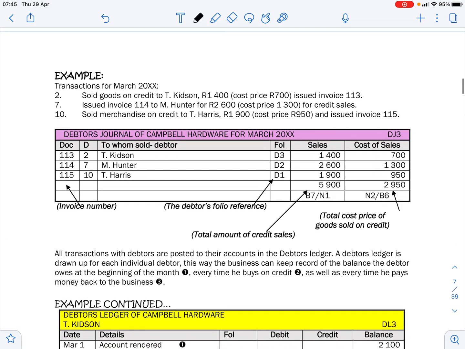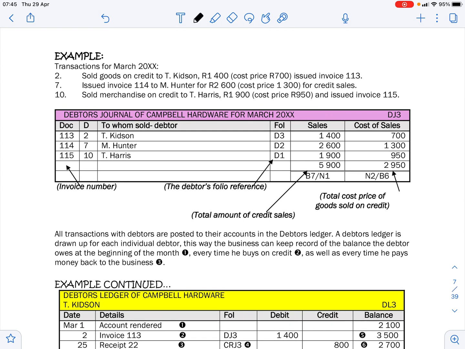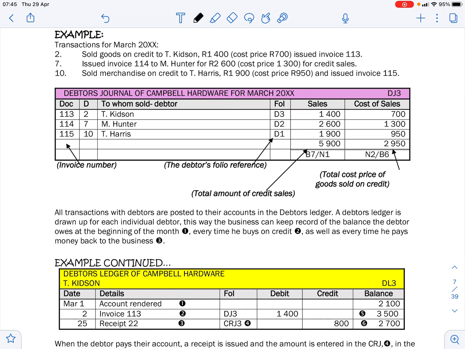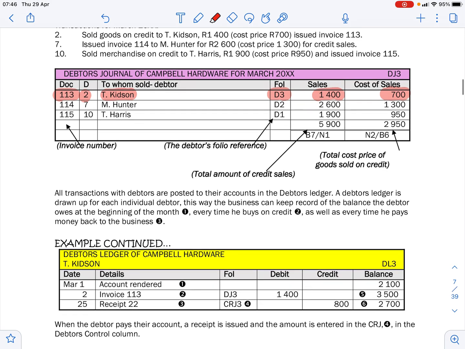Okay, we then have an example of a debtor's journal. So if we look at the following, they show us that we've got invoice number 113. We sold goods on the 2nd to T. Kidson, who is debtor number 3, and they tell us that the cost price was 700 Rand, so that goes under cost of sales, and we know that the selling price is 1,400 Rand.